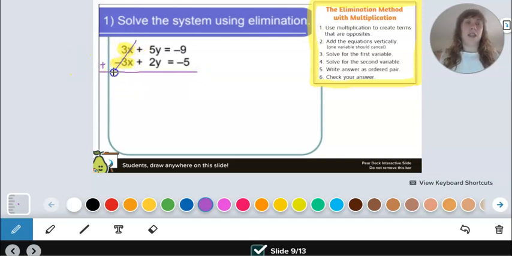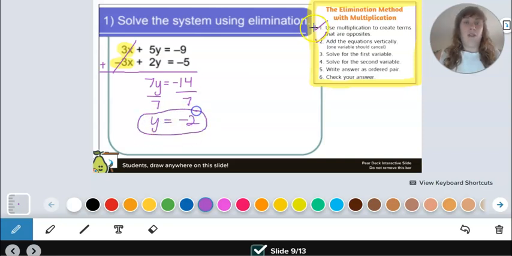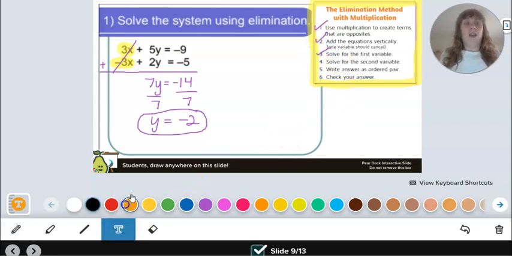3x plus a negative 3x is 0. 5y plus 2y is 7y. And negative 9 plus negative 5 is going to get us a negative 14. So now we did 1, we did 2. Now we're going to solve for the first variable by dividing both sides by 7. And we get y equals negative 2. Beautiful. Step 4 is to solve for the second variable, and we do that using substitution.